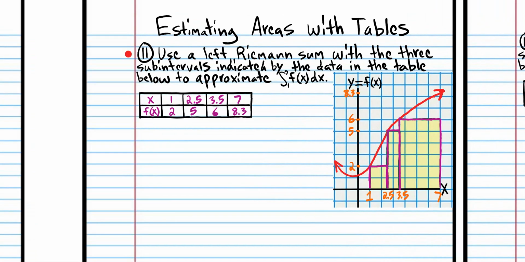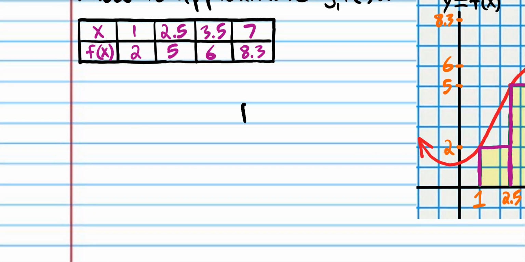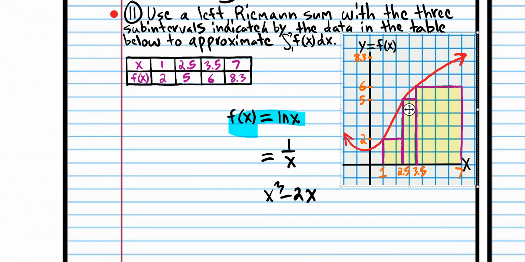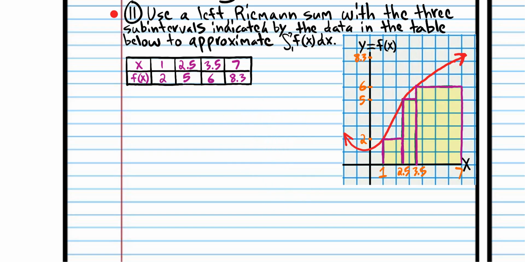Now, in previous classes, we were given the actual function. For example, we would know that f of x was natural log x or something, or we knew it was 1 over x, or x cubed minus 2x. And we used the equation for the function to help us approximate the area. But in this problem, we're not given the function. We're just given a table of selected values of the function.